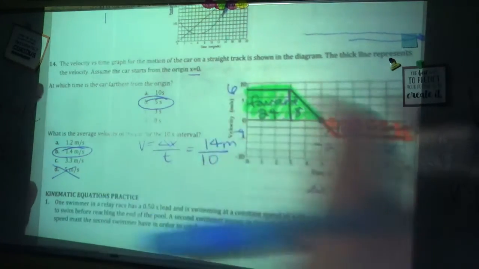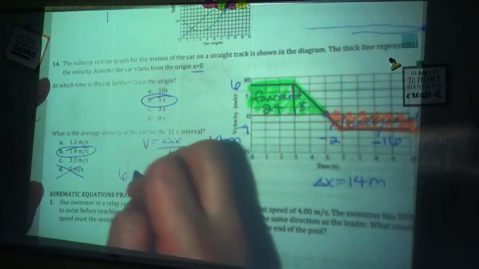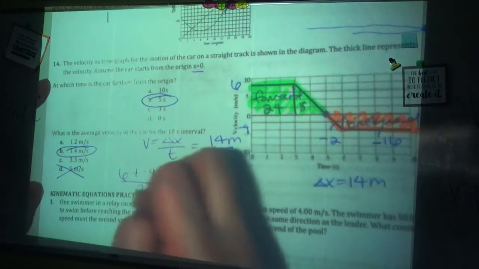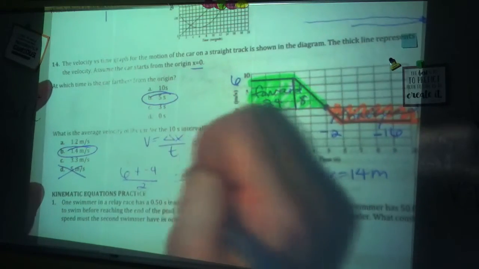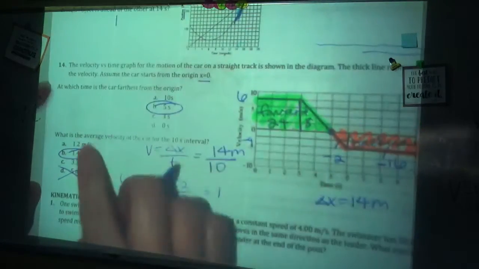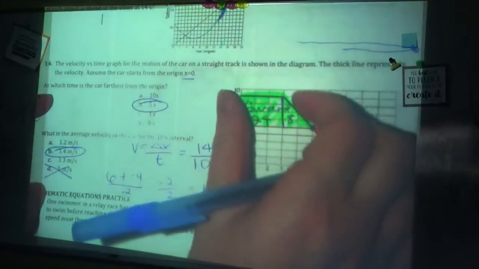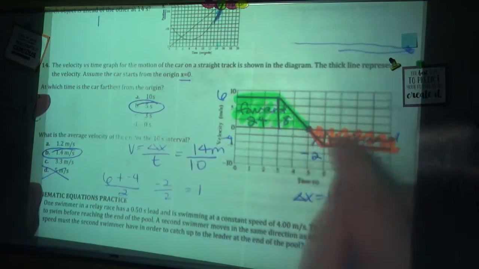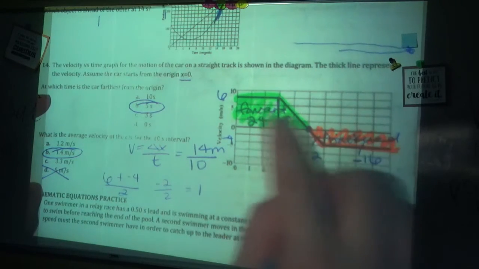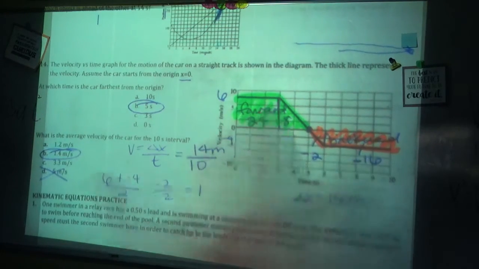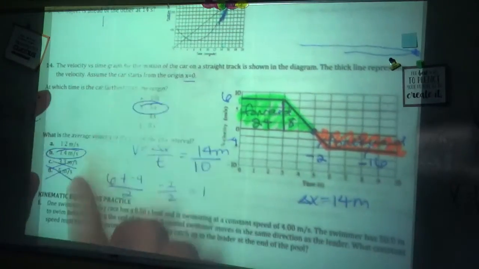They're not exactly even, but if you were to do the 6 plus -4 divided by 2 to average it, you would get -2 over 2, which is close to 1. So that's how I'm between A and B. And it's not exactly 1 because they're not doing the same velocity for the same amount of time. It's actually -4 for a little bit longer than it was at +6. But you can cross off C and D because those are definitely too big.